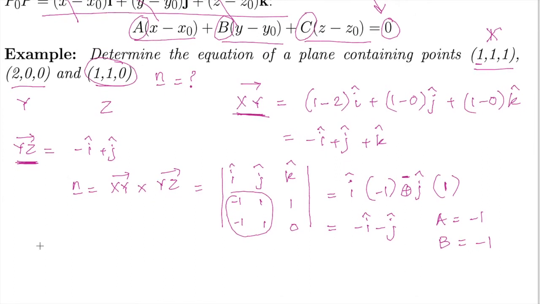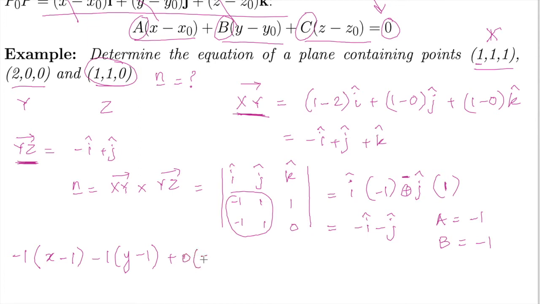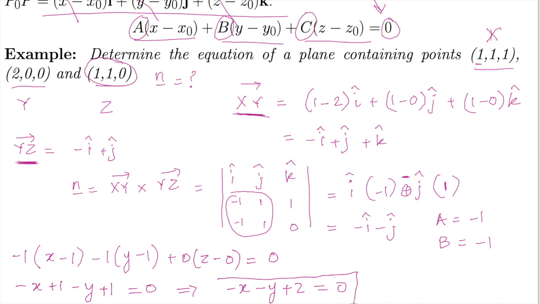So then what is the equation of the plane? It is minus 1, because this is a, times (x minus 1), then minus 1 times (y minus 1), and plus 0 times (z minus 0), this is equal to 0. So then minus x plus 1 minus y plus 1 is equal to 0. So I can say minus x minus y plus 2 is equal to 0. So this is the equation of the plane I am looking for.